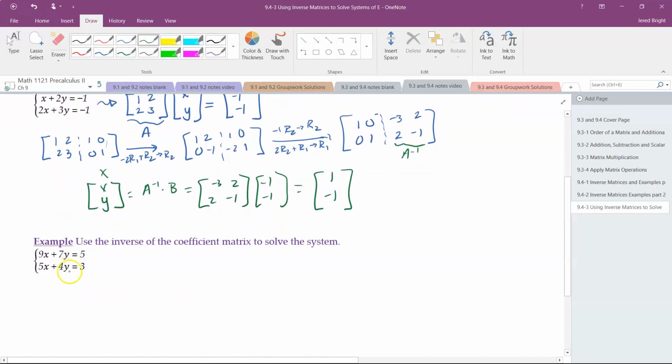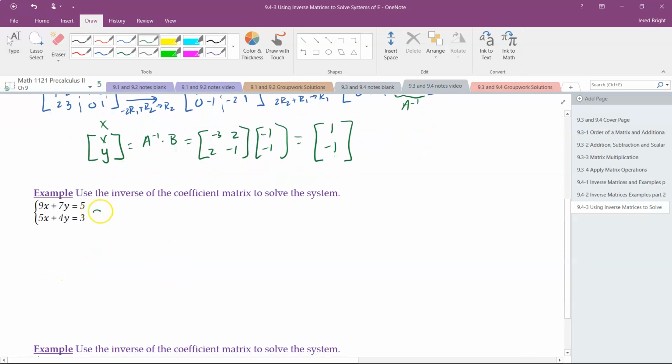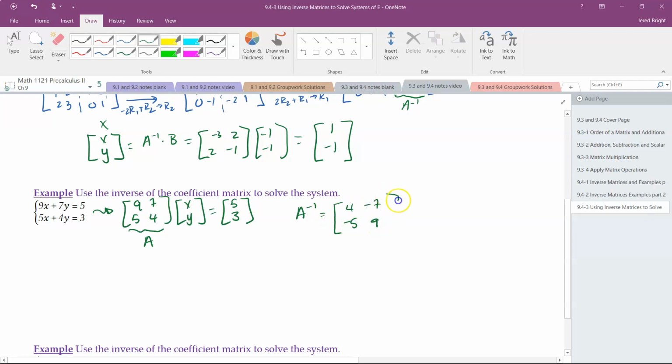Now in this next example, we're going to set it up the same way. This is the matrix equation 9, 7, 5, 4, times x, y, equal to 5, 3. Now we would find the inverse of the matrix, but this matrix we already saw in a previous video. If this is your matrix A, we found earlier that A inverse is 4, minus 5, minus 7, and 9.